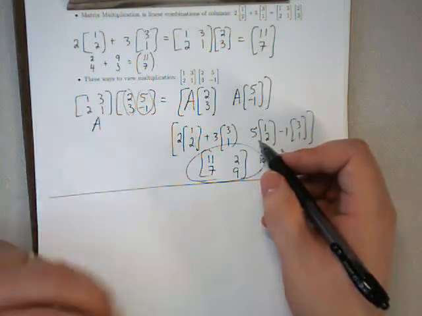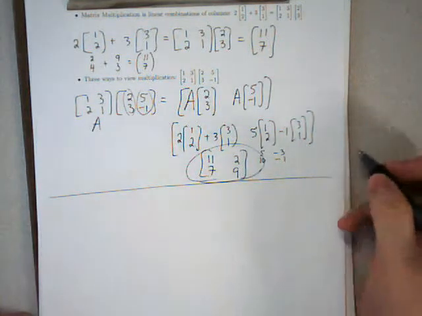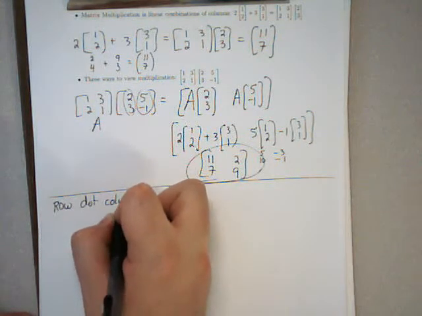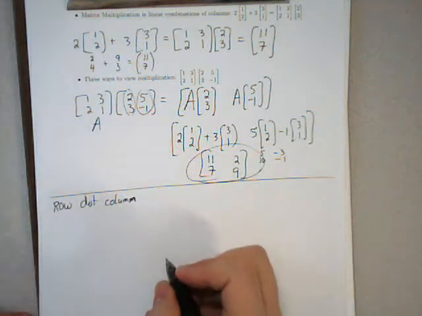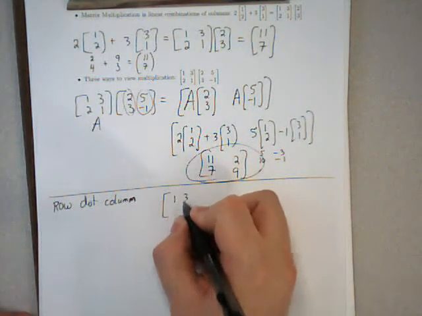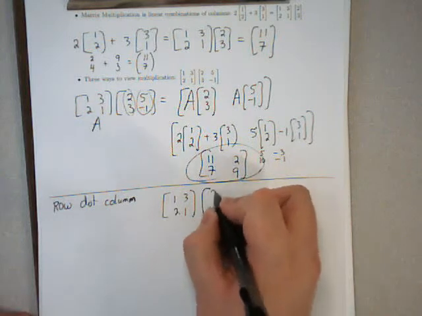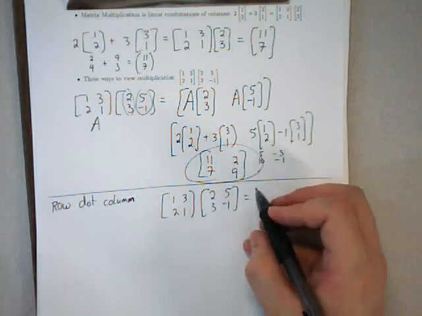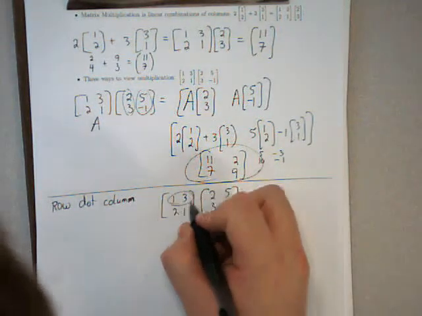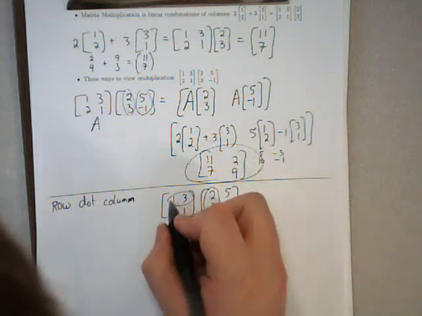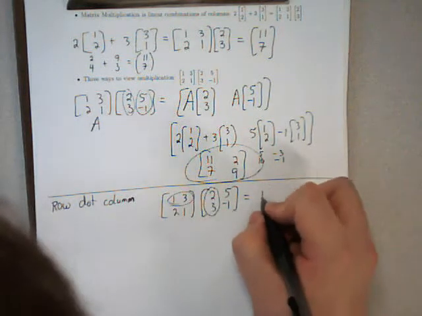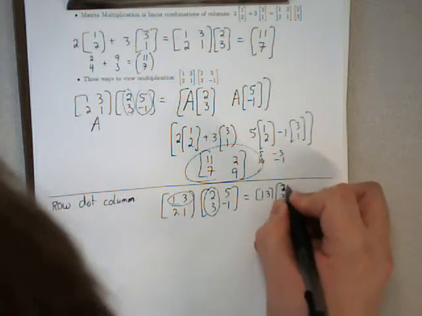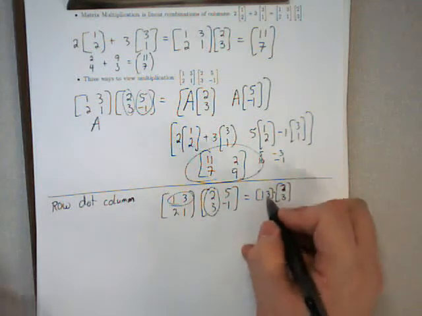There are two other ways to view this, and I'd like to show them to you. One involves taking rows and dotting them with columns. So this is the row dot column approach. The idea, I'm going to take 1, 3, 2, 1, times 2, 3, 5, negative 1, and I'm going to create a new matrix. The matrix is going to be found by taking our row and dotting it with a column. So if I take the first row and the first column, I can dot them. That'll get me the first row, first column.